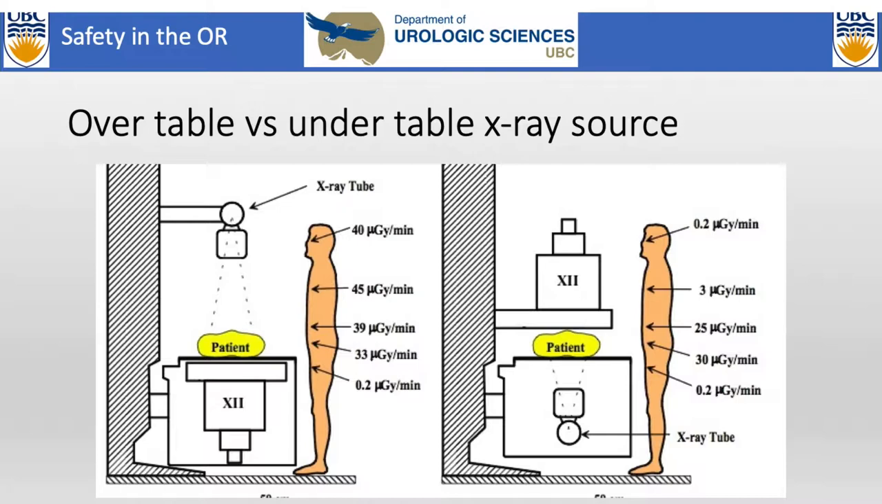Looking at the over-table versus under-table x-ray source, when you have your x-ray source right in front of your face instead of down below the table, it's going to impact the lens of your eye and other significant organs in the body more than if it's down under the table.